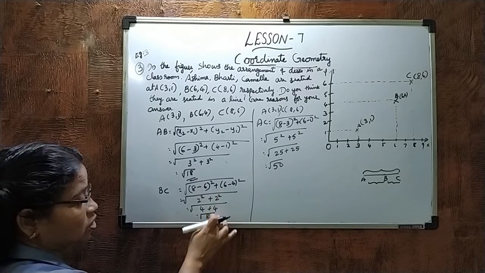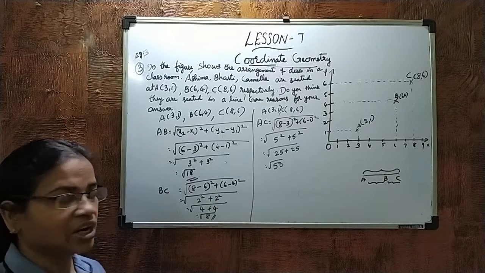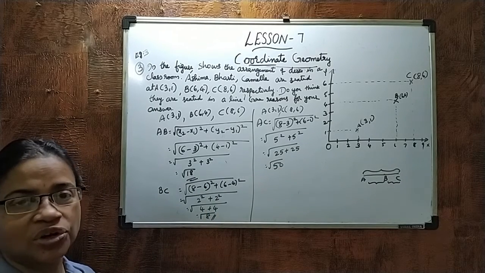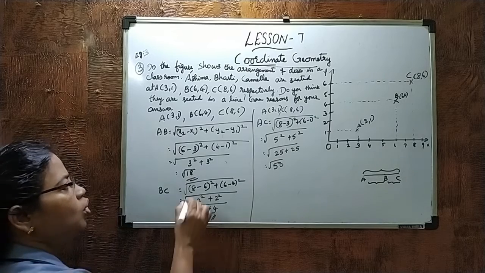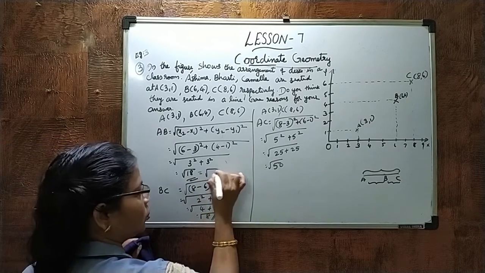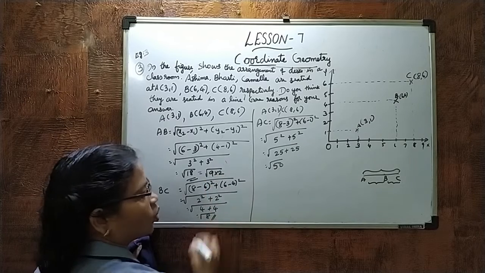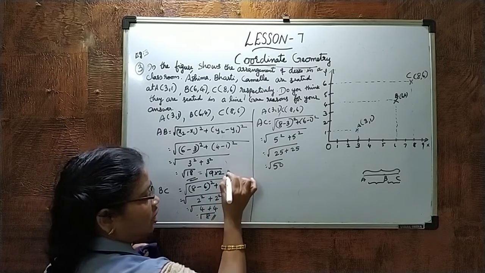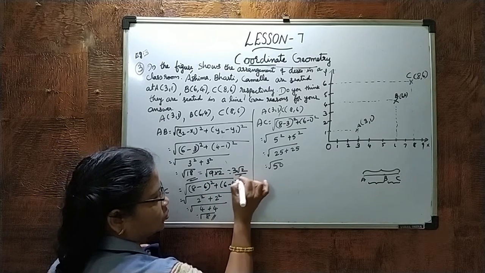The sum of these two sides should be equal to this side, right? How will you find out then? So what you have to do is again split and find out. Root 18 can be written as what? Root 9 into 2. What is root 9? It is 3. So it is 3 root 2.